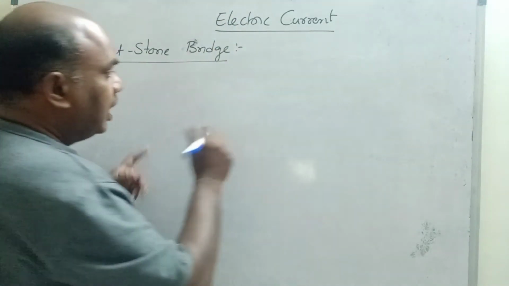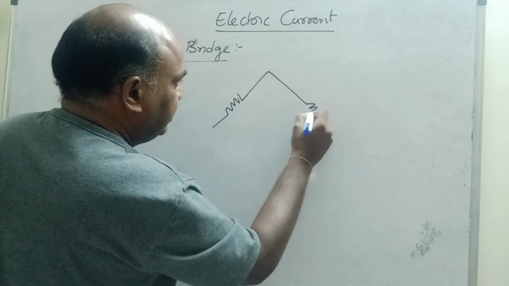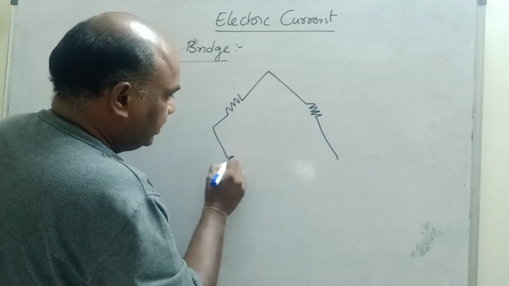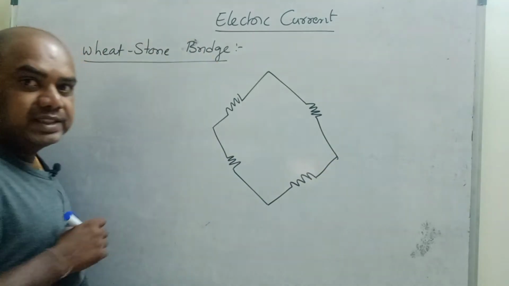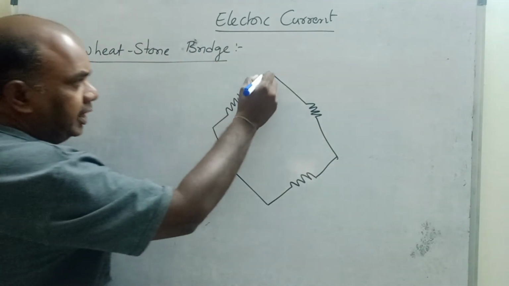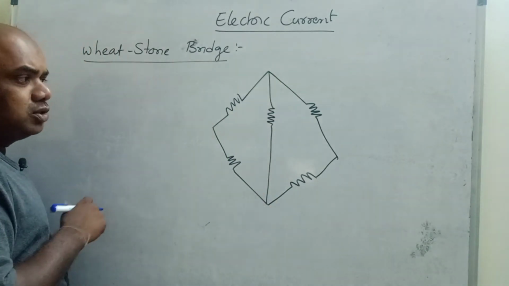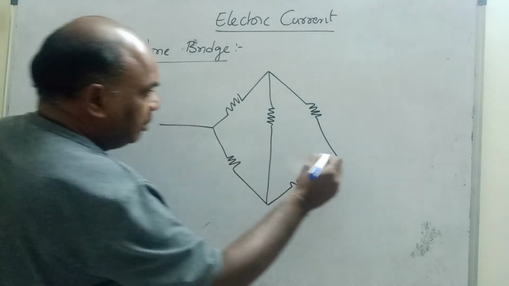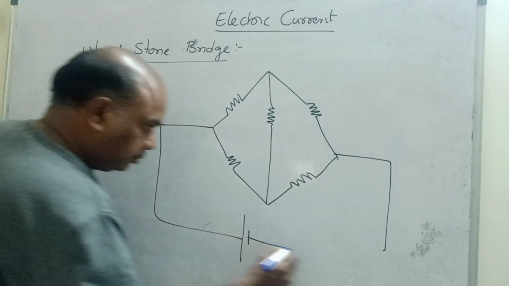See children, I have 4 resistors. This is the first resistor. This is another resistor. This is the third one. This is the fourth one. I have 4 resistors. In between, a fifth resistor is also there. Let these 2 terminals be connected to a battery.